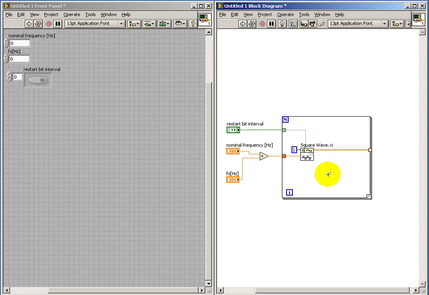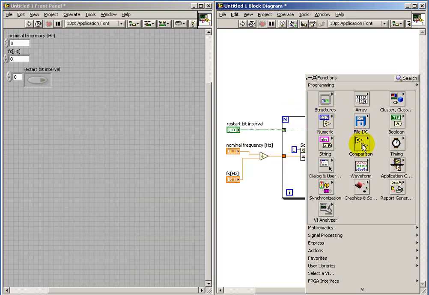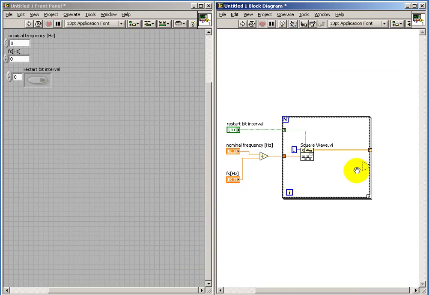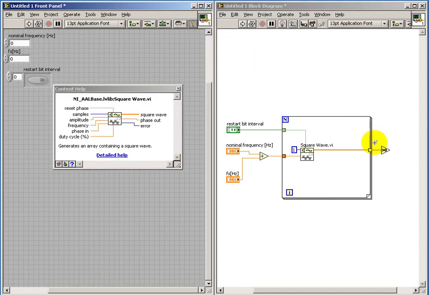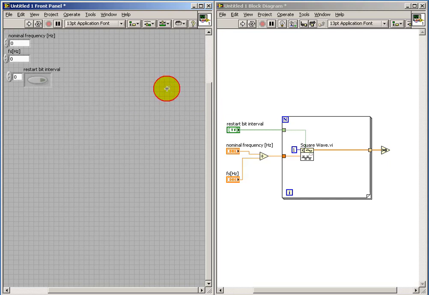Alright, let me establish the for loop structure, and then I've also attached the restart bit interval to the reset input of that square wave oscillator. Now ultimately I need to see the output of this device as an array. And at the moment this is a 2D array that's being produced by the for loop structure. And we only need a 1D array, that is one sample on each pass through the for loop structure.